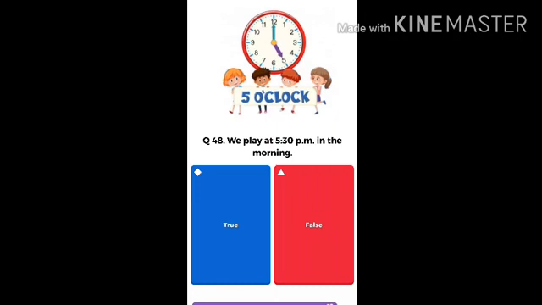We play at 5:30 p.m. in the morning. 5:30 p.m. means post meridian, denotes the time after noon or before midnight. So this is a false statement. It should be we play at 5:30 p.m. in the evening.